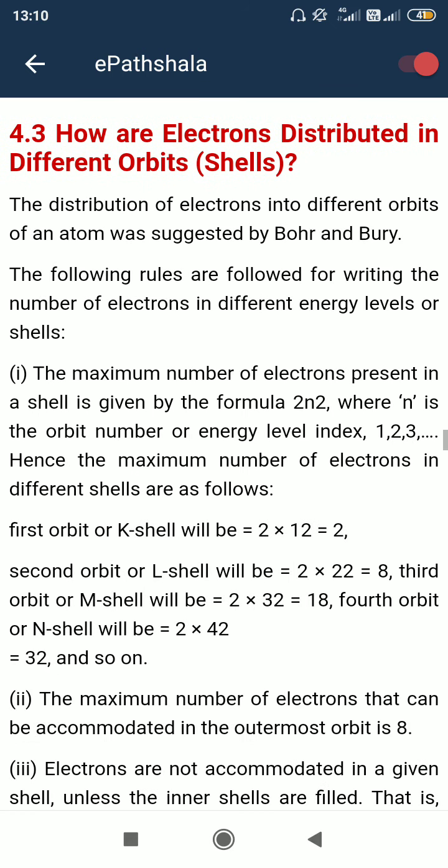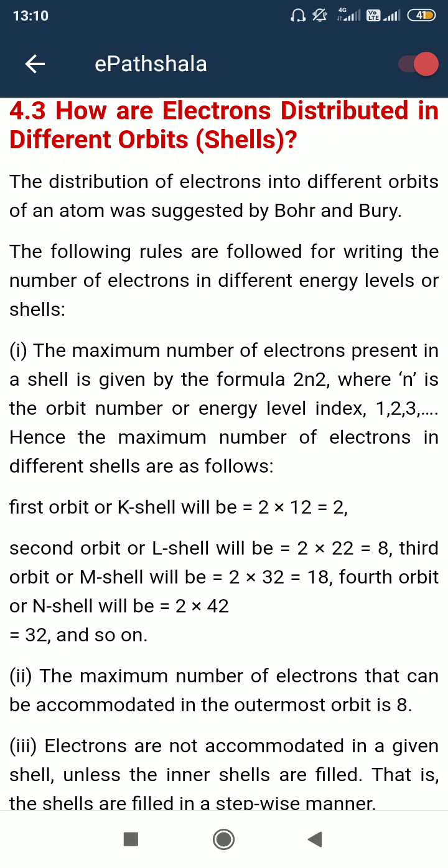Okay, so how are electrons distributed in different orbits? One formula we need to remember here is 2n square, where n is the principal quantum number. When the principal quantum number is 1, that means the K orbit, the maximum number of electrons can be 2n square. So 2 into 1 square, it comes to only 2. That means the K orbit can only have 2 electrons. It is the highest number.